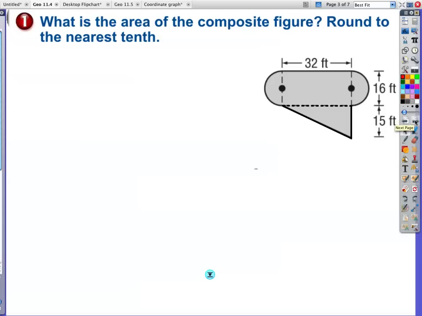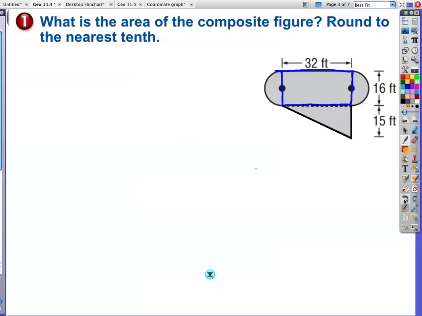All right, so if you look at this picture, you can tell you have a rectangle. Here, I would find the area of the rectangle, find the area of these two half circles, which, by the way, is a full circle, and then find the area of this triangle, and then, of course, add it all together. That'd personally be my plan for this.